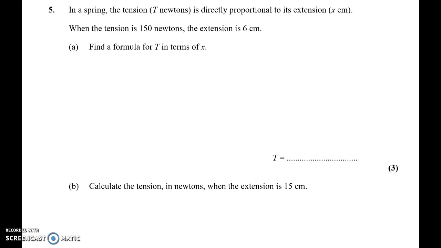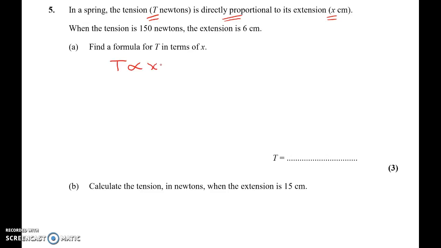So the first thing I'd be thinking when I look at this question is, straight away we've got T newtons, and it's telling us that's directly proportional to x centimetres. So we can write our initial statement. It's got to be T is proportional to x. Sorry, I said that's an equation. That's not an equation. T is proportional to x.